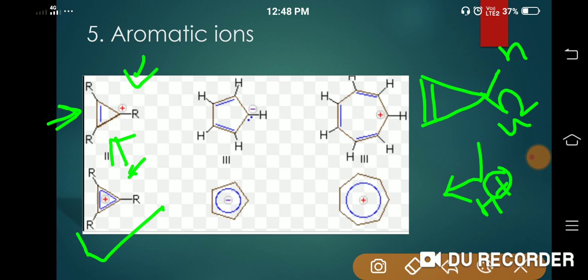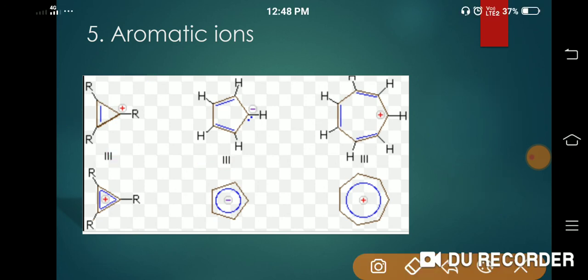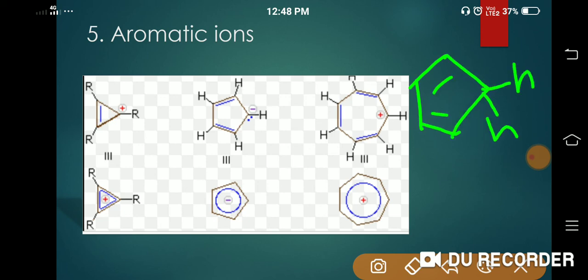In the same manner, cyclopentadiene, after the removal of H plus ion, leads to generation of a negative charge on the system.